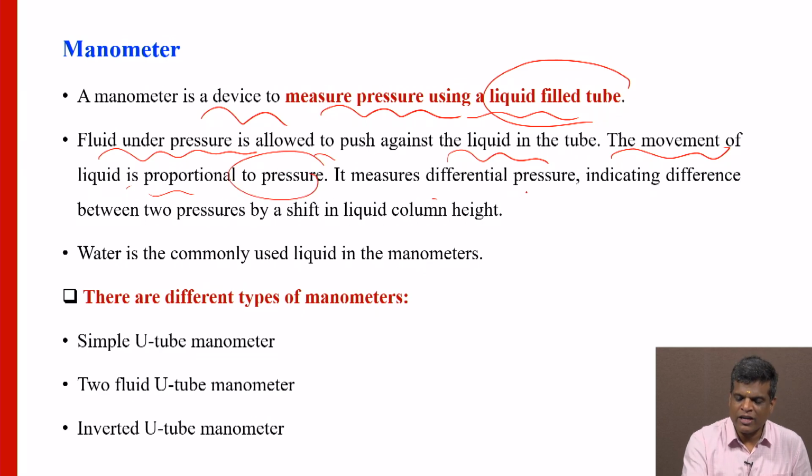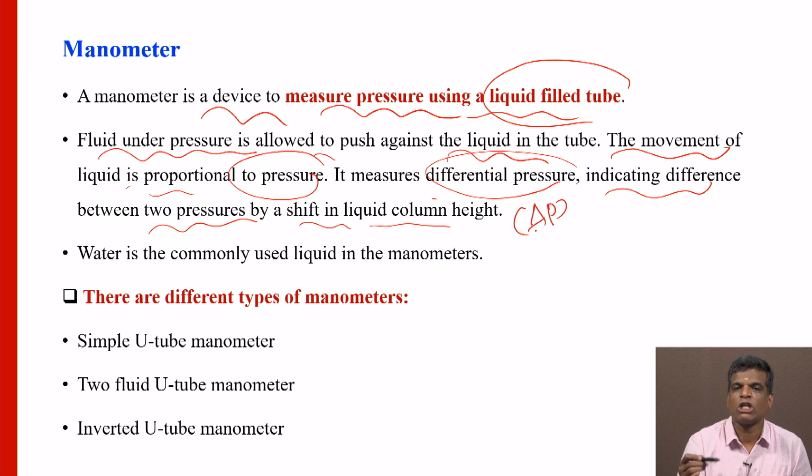It measures the differential pressure, delta P, indicating the difference between two pressures by the shift in the liquid column height. So, basically the manometer measures the pressure drop, that is a differential pressure, P2 minus P1 or P3 minus P2, basically the difference between 2 points. Normally water is the commonly used liquid in the manometer.